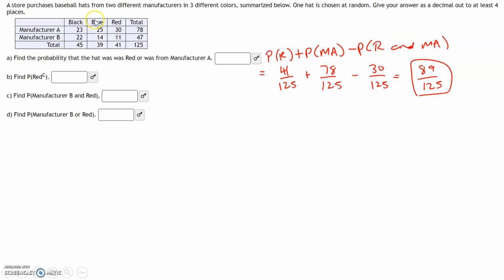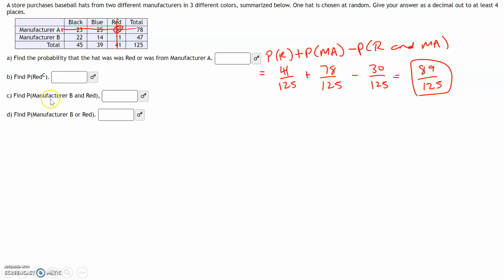So how many are reds? We have a total of 41 red out of 125. How many are from manufacturer A? So we have a total of 78 out of 125 from manufacturer A. And then we have to figure out how many are both. Reds are going to be here and from manufacturer A, and that intersection happens right there. So those are 30 M&Ms, or sorry, 30 baseball hats that are both red and from manufacturer A. These 30, that's the intersection of manufacturer A and red. So we subtract 30 out of 125. If you add 41 and 78, subtract 30, that's going to be 89 out of 125.